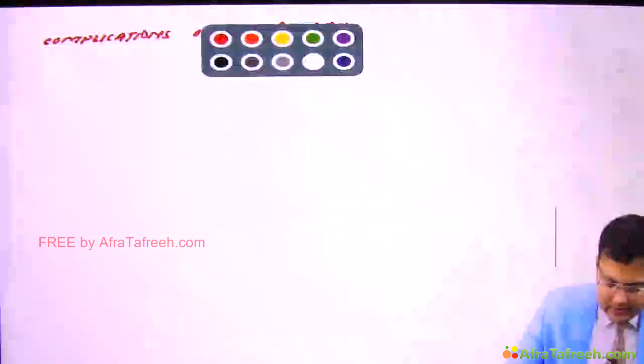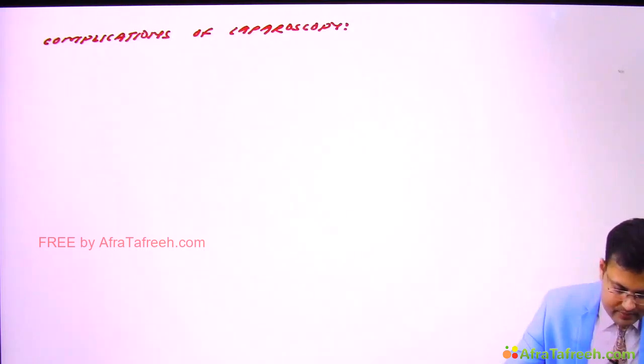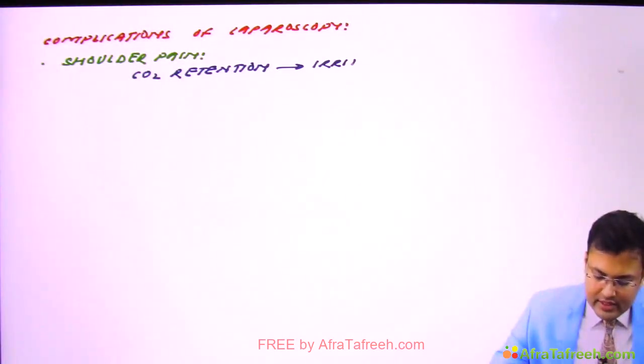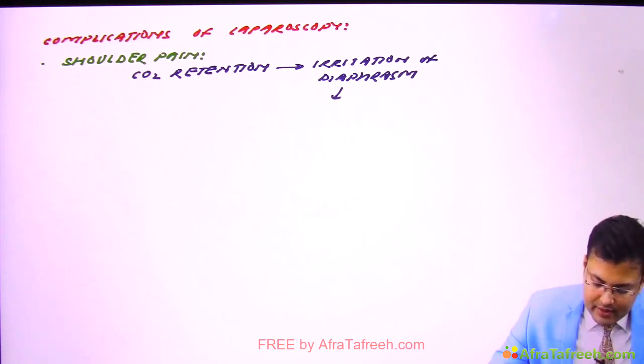Clear? First, there is CO2 retention. Because of that, there is shoulder pain. So what's the cause of this shoulder pain? There is CO2 retention. Because of this CO2 retention, there is irritation of the undersurface of the diaphragm. And because of that, there is referred pain to the shoulder via the phrenic nerve.